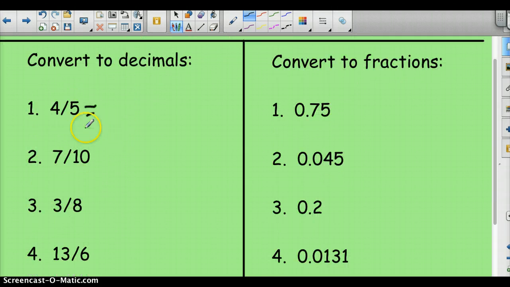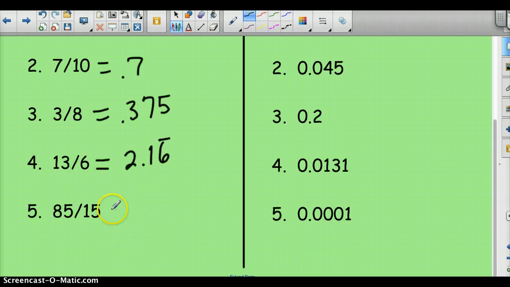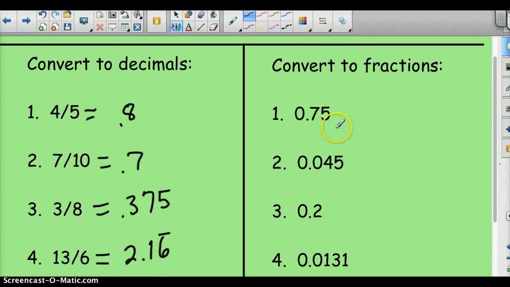All right, I'm going to convert these into decimals. 4 divided by 5 is 0.8. 7 divided by 10 is 0.7. 3 divided by 8 is 0.375. Again, all I'm doing, you're not going to get any easier points in here, guys. Just divide top by bottom. How easy is that? 13 divided by 6 is 2.16 repeating. 85 divided by 15 is 5.6 repeating. Easy stuff.